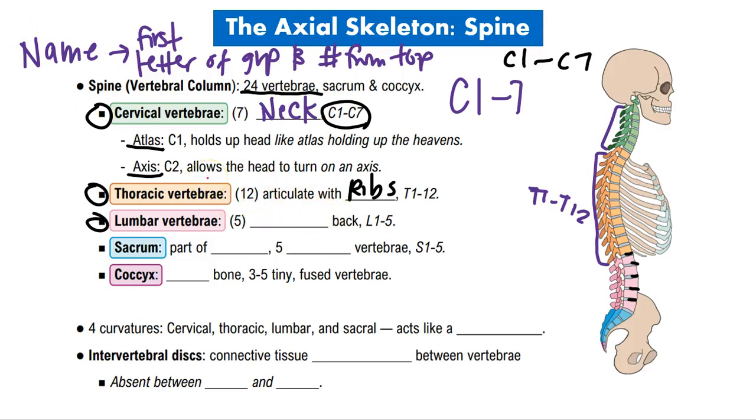And remember, articulate means to connect a joint. So you're going to see some facets on the thoracic vertebrae to allow you to see where those ribs are going to be connected here. Okay, folks, so just keep that in mind.